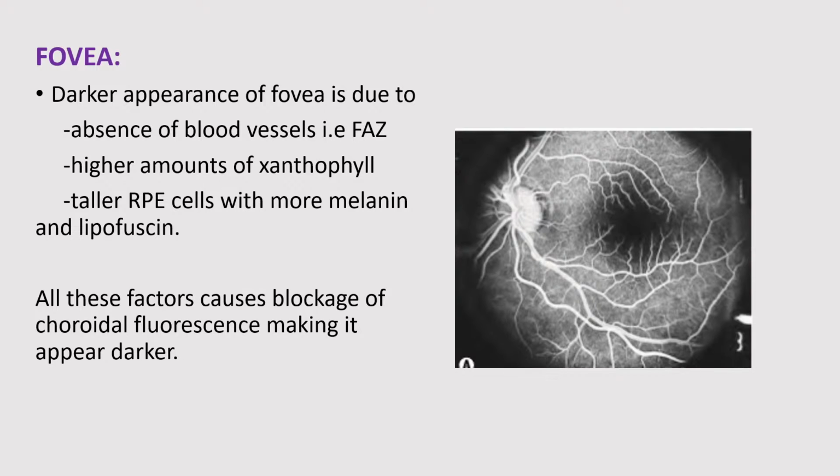Fovea. The darker appearance of the fovea is due to absence of blood vessels, that is the foveal avascular zone, higher amounts of xanthophyll, and taller RPE cells with more melanin and lipofuscin. All these factors cause blockage of choroidal fluorescence, making it appear darker.